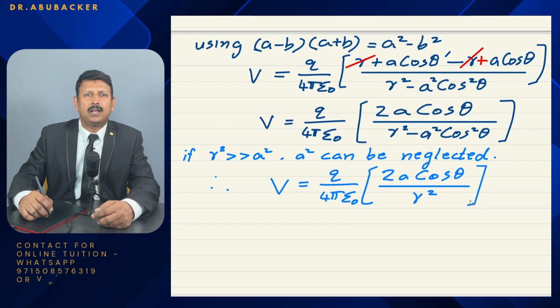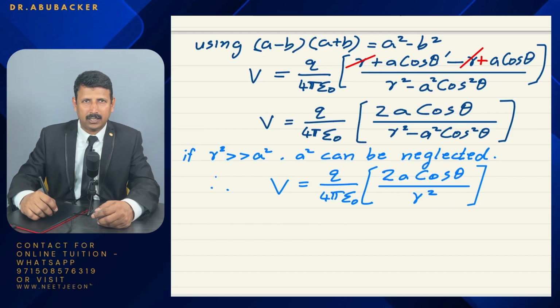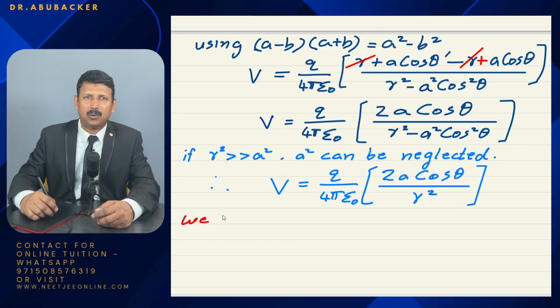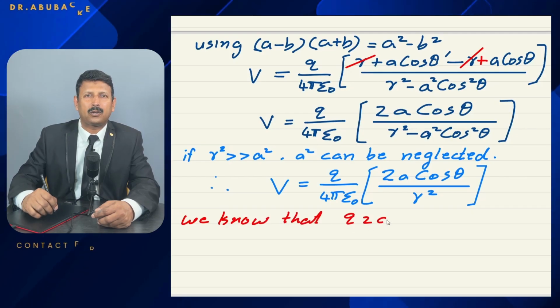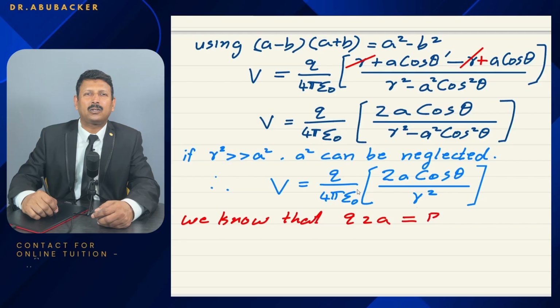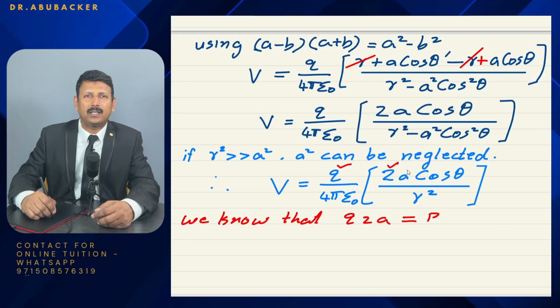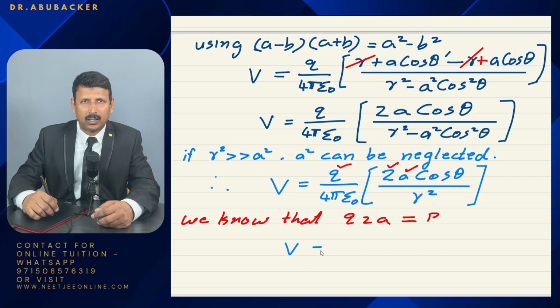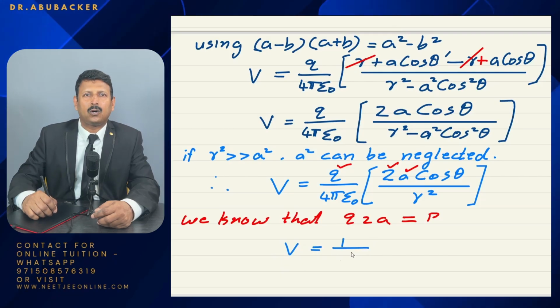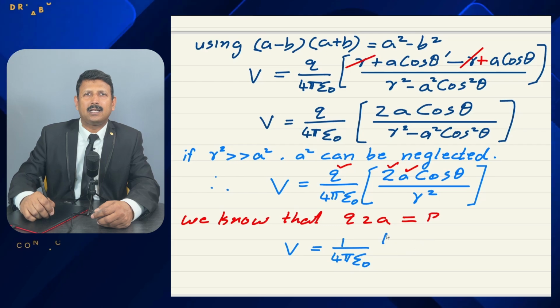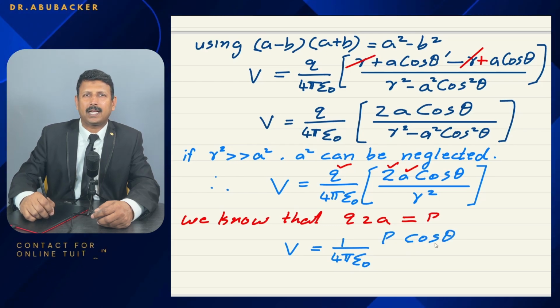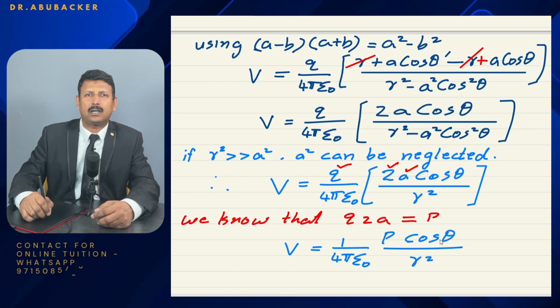Now this is the time to rewrite this equation to identify one component here. One physical quantity exists. What is that physical quantity? It is the electric dipole moment, that is p is equal to q2a. So we know that q2a is equal to p. It is there in the equation, so we can replace these three together with one variable. So 1 by 4 pi epsilon 0, and in place of these three letters we write p, cos theta divided by r square.